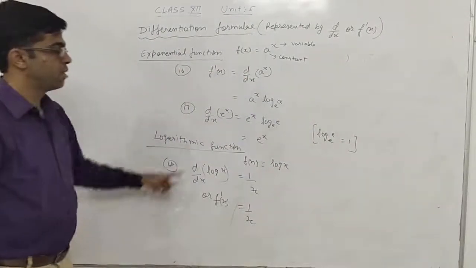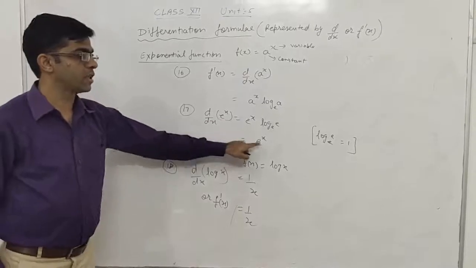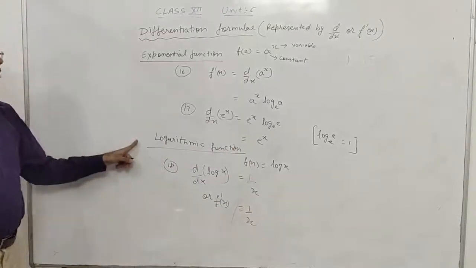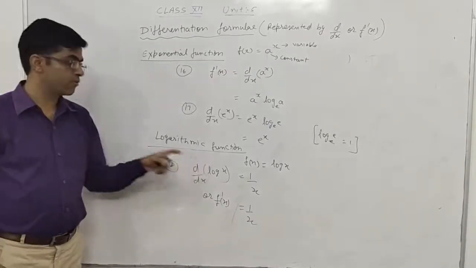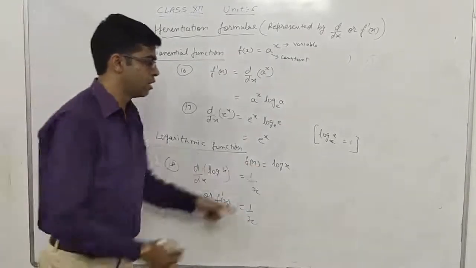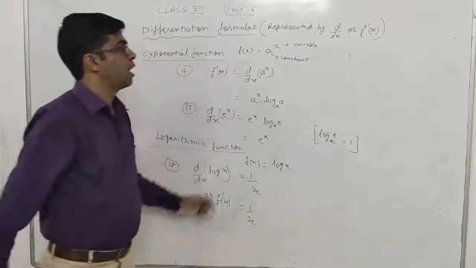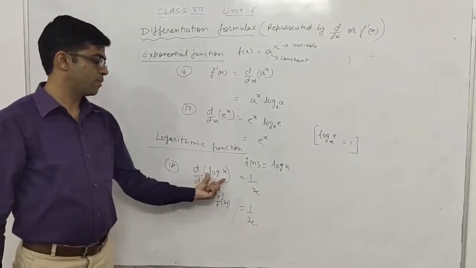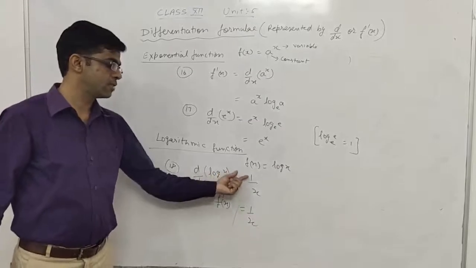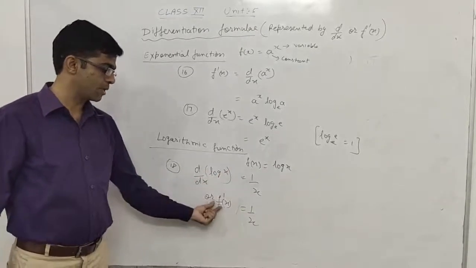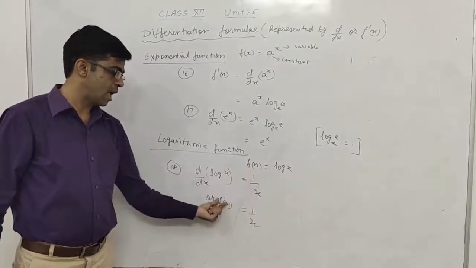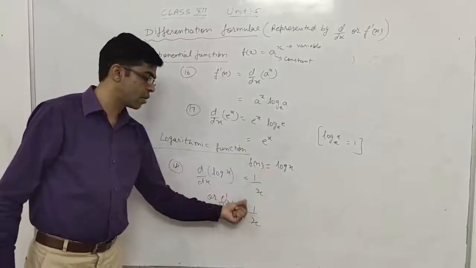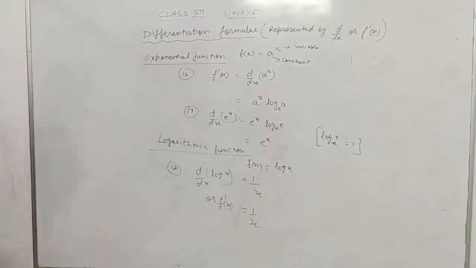So this e raised to the power x, its differentiation is what? e raised to the power x. Then after exponential there is a logarithmic function. Logarithmic function is log x and exponential function is a raised to the power x. So the differentiation of log x is 1 upon x. We can also represent this f x as f dash x is equal to 1 by x, means the differentiation of the log x function will be 1 upon x.